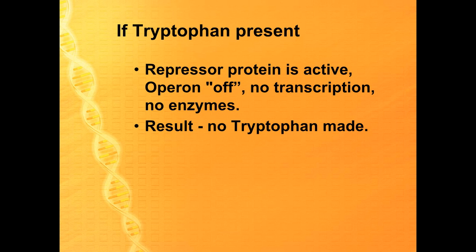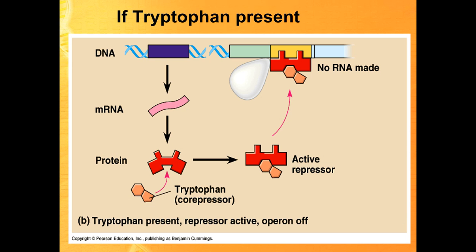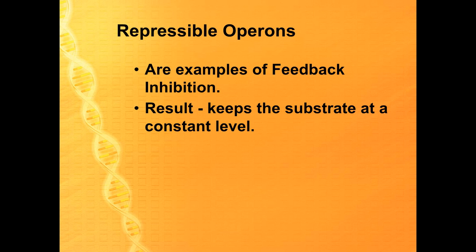So if it's repressible, it's probably going to be anabolic. If it's inducible, it's probably going to be catabolic. So here you see the mechanism when tryptophan is present. When there's enough tryptophan around, it's going to activate the repressor, and we won't need more tryptophan to be made. So again, it's concentration dependent. These are examples of feedback inhibition. It's going to keep the substrate at a constant level.